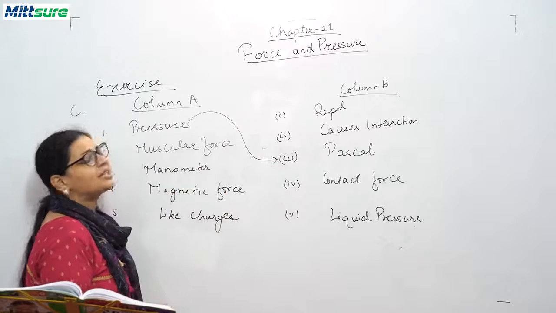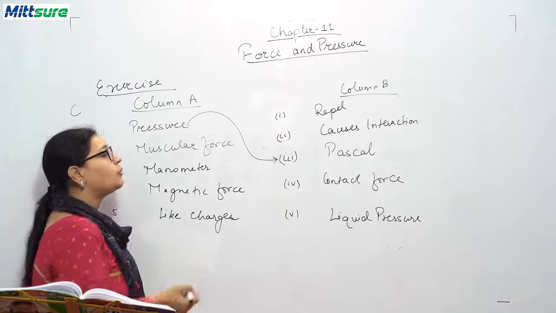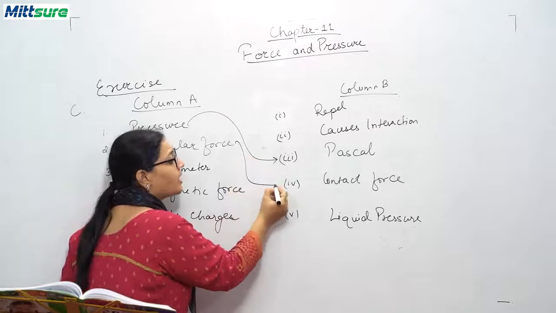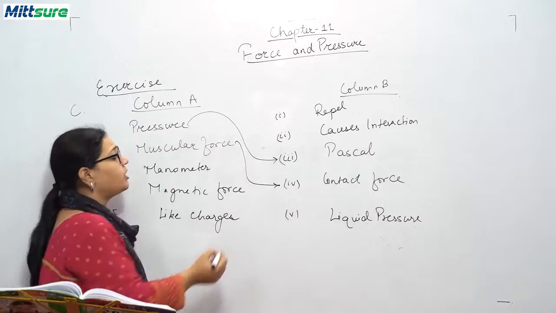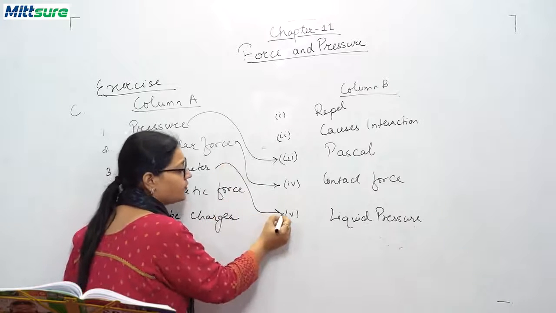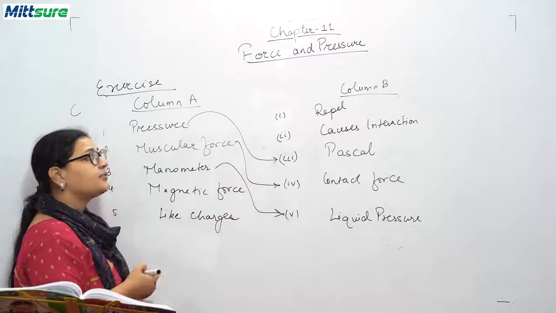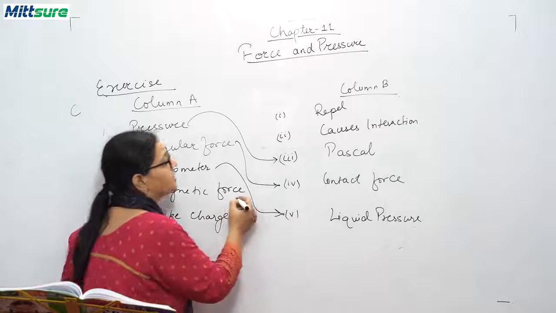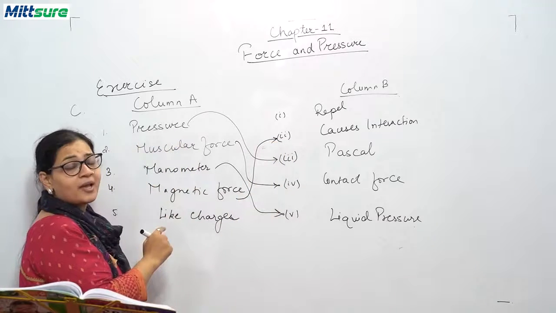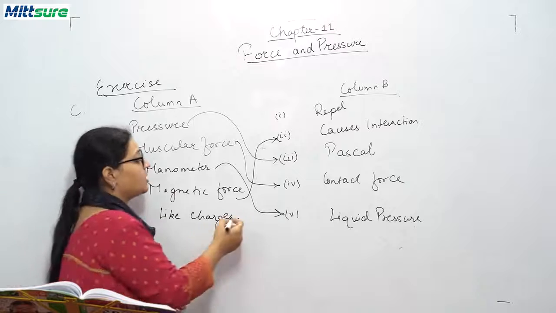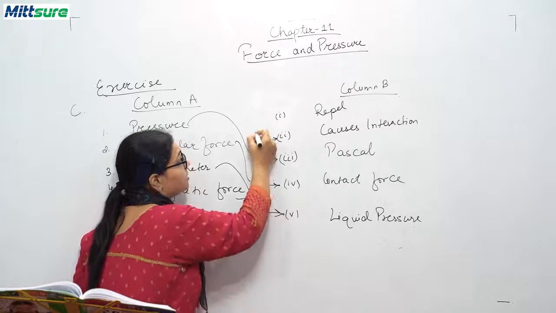Now, muscular force. Muscular force is a type of contact force. Manometer is used to measure liquid pressure. So the correct option is fifth. Now, magnetic force causes interaction. And you know, student, like charges repel and opposite charges attract.